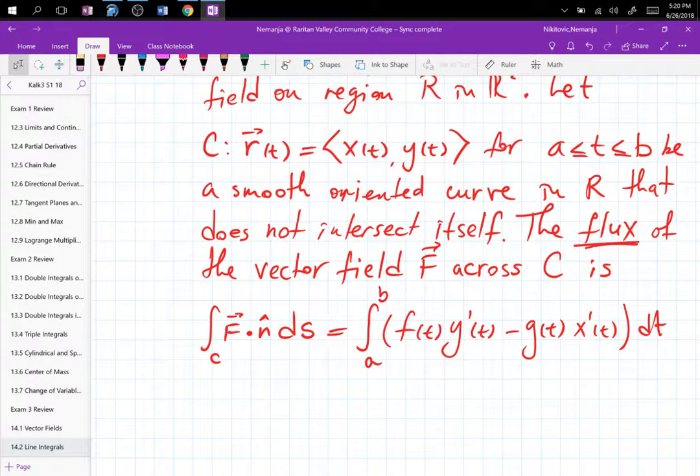So we have some clarifications here. The vector n is the unit normal vector, which is going to be the vector T, which is a unit vector, crossed with k. And T is the unit tangent vector.